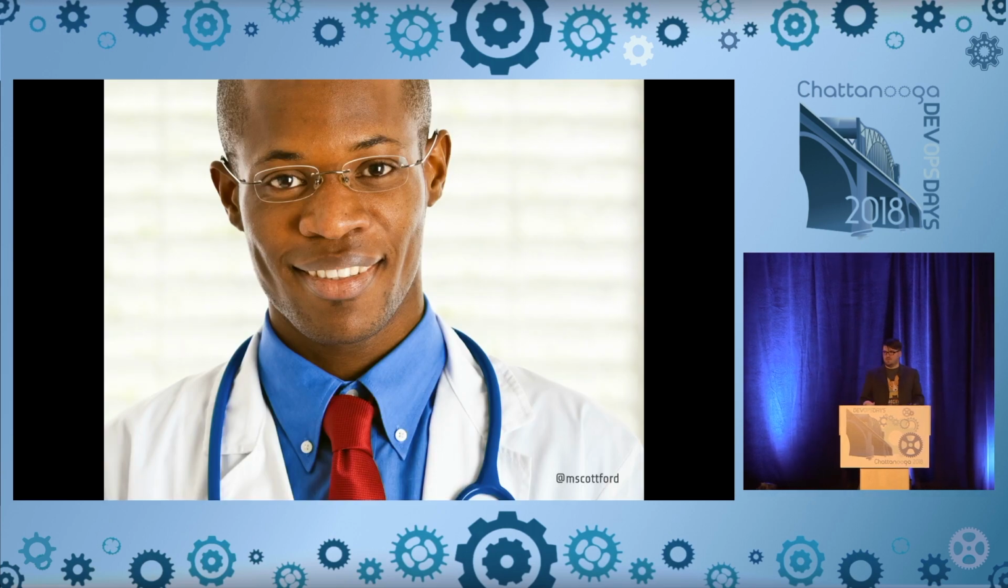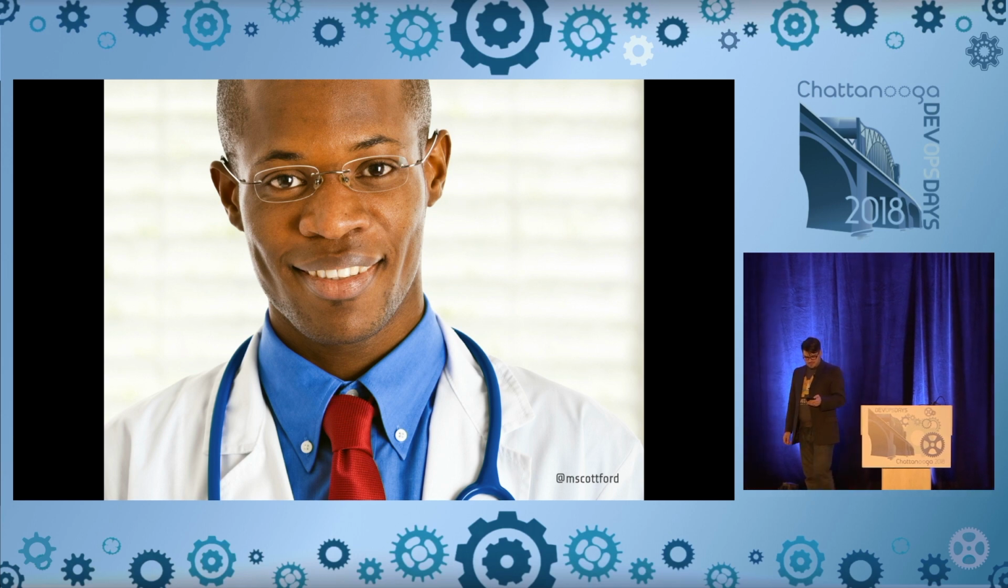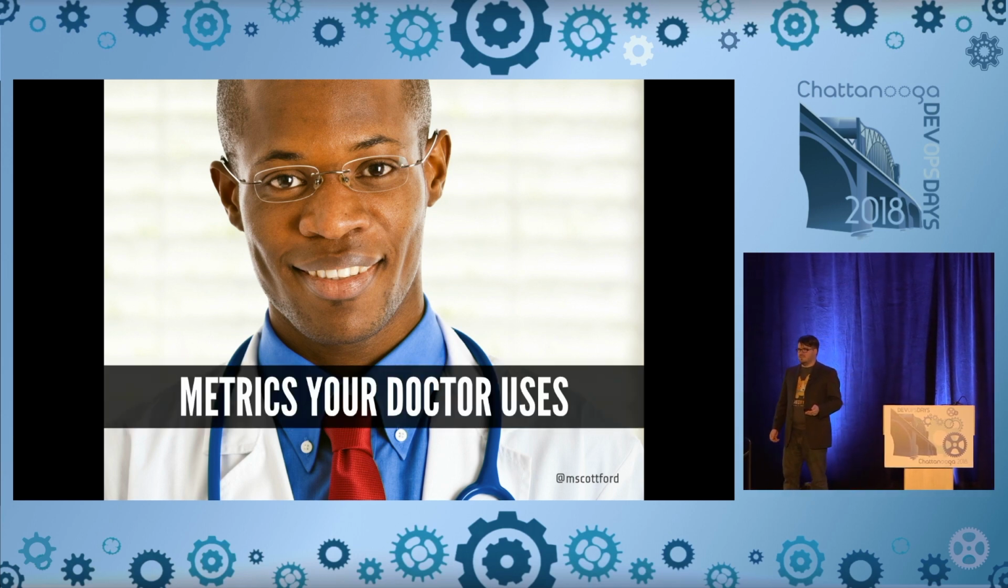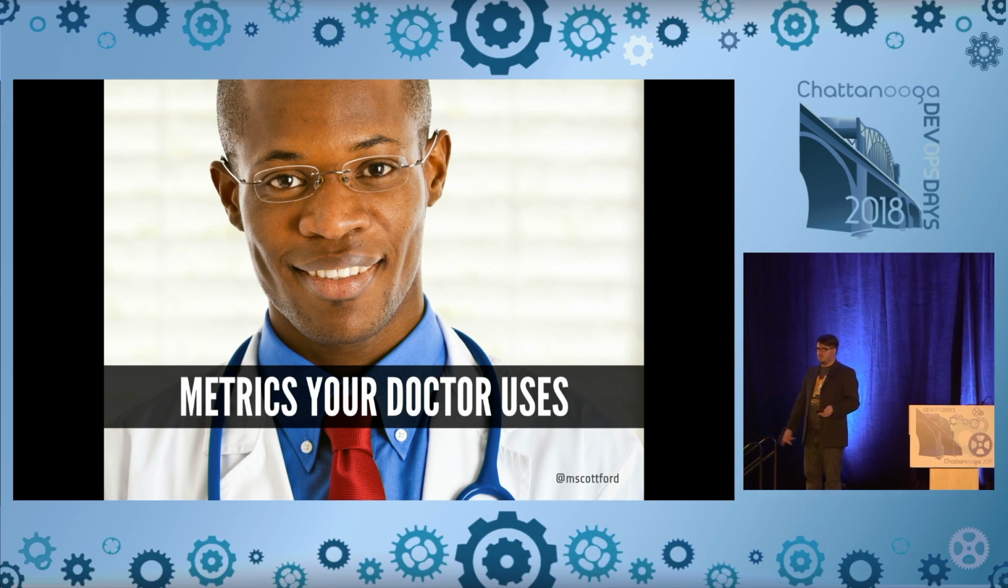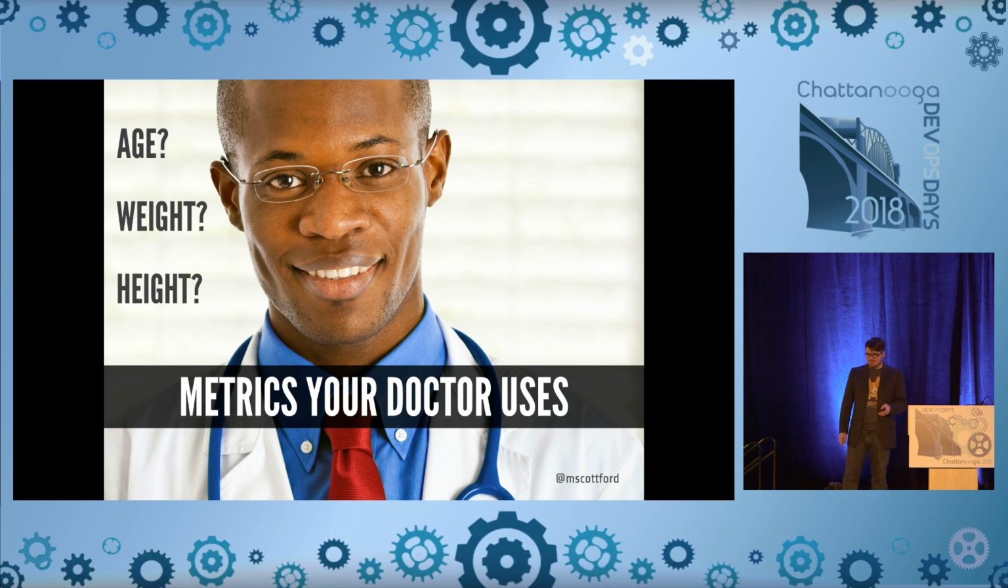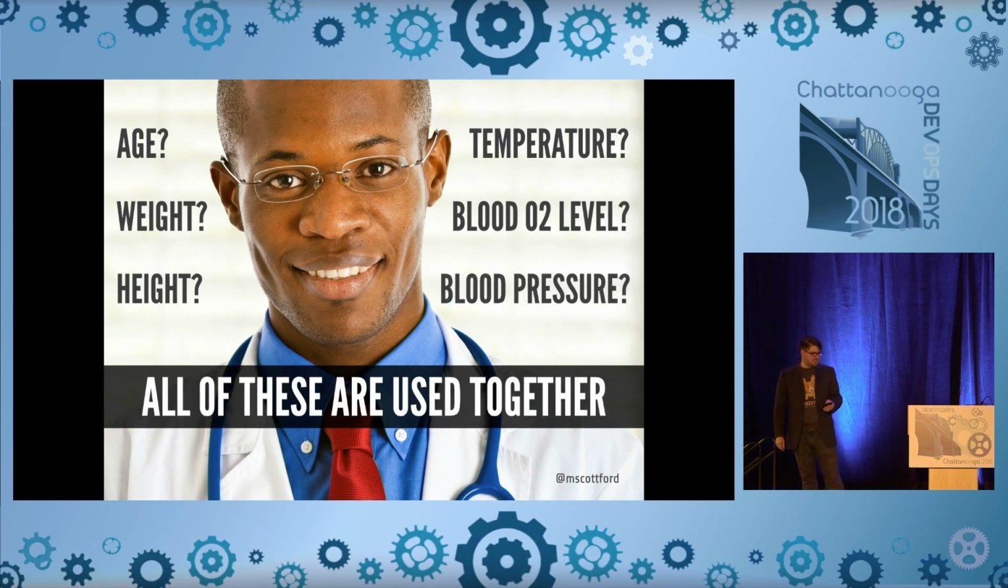So who here's been to a doctor before? I assume everybody. So what are some metrics that your doctor uses when you go to the doctor's office? Blood pressure. Weight. Pulse. Temperature. All right, these are all good ones. So we got age, weight, height, temperature, your blood oxygen saturation level, and blood pressure.